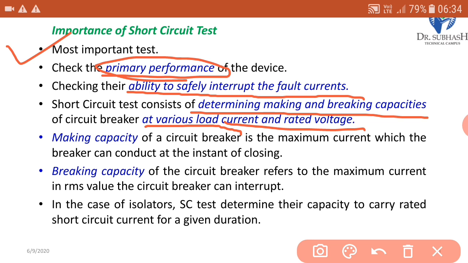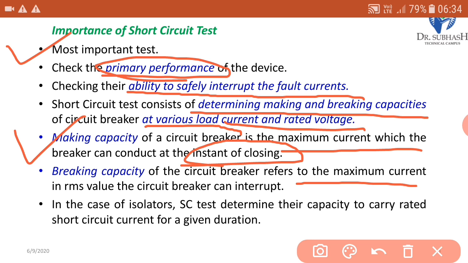Now we have to see what is making and breaking capacities. First we will see making capacity. Making capacity of a circuit breaker is the maximum current which the breaker can conduct at the instant of closing. So it is called as making capacity. And what is breaking capacity? It refers to the maximum current in RMS value the circuit breaker can interrupt. So it is called as breaking capacity. So make means closing and break means interrupt.